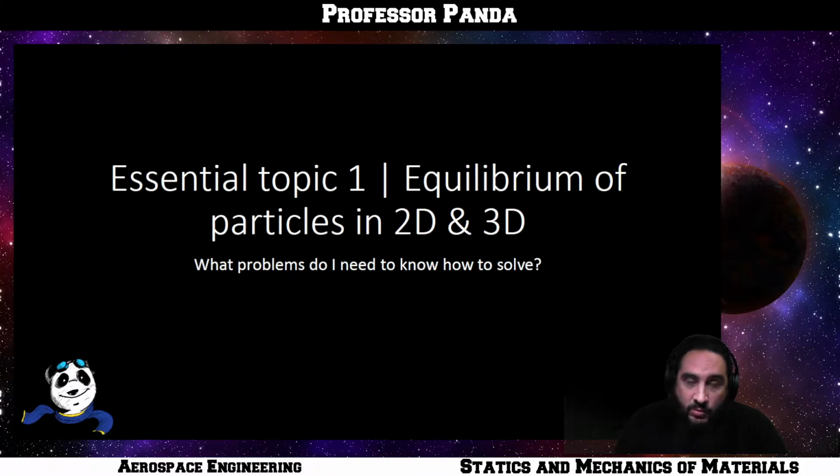I'm going to go through example 1 today, edit it, upload it, and then hopefully early next week I'll have a second example of the equilibrium of particles in 3D. So let's get to our first example. The question we want to know is, what problems do I need to know how to solve? Like, what do I need to get out of the book? What do I need to read?